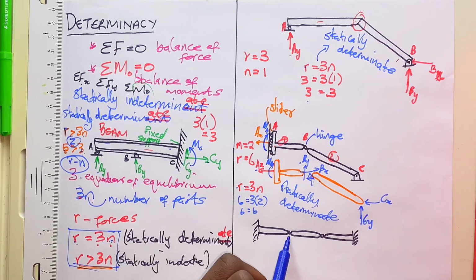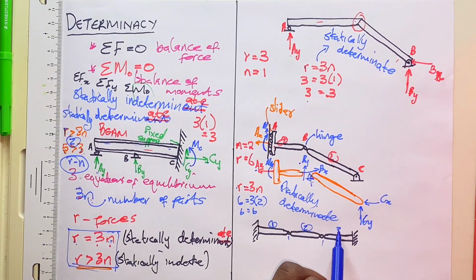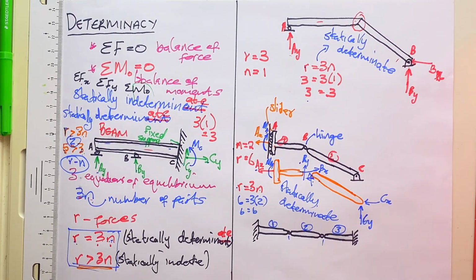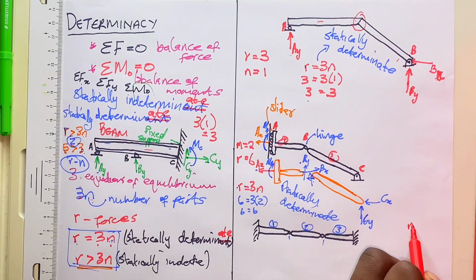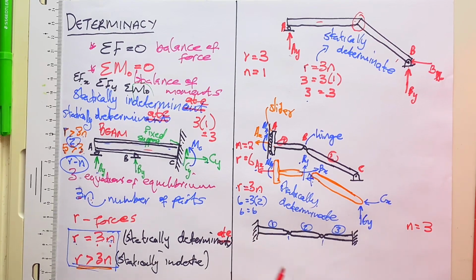So now this last example should be easy for everyone. We have 2 hinges, 1 and 2 here, and we have 3 parts, 1, 2 and 3. So we already know that our n is equal to 3. Now we just need to find the reactions at the supports.